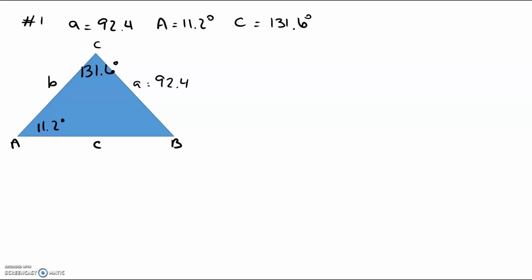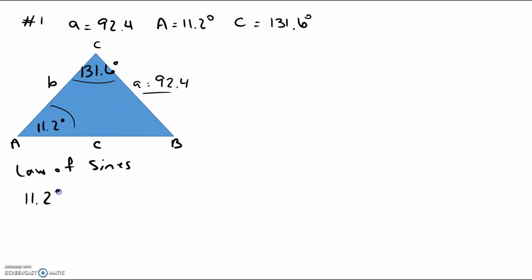Okay, so this first one we've got an angle, and then a side. So you need to use the law of sines. The easiest thing to find first is B, because I know that all three of these angles are going to add up to 180.